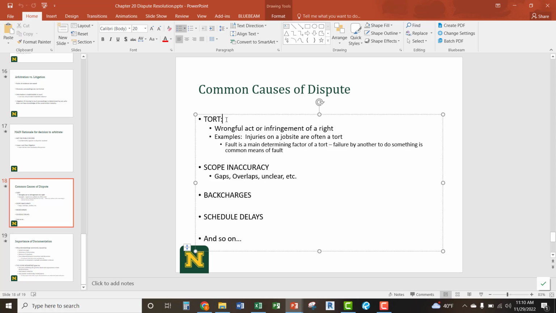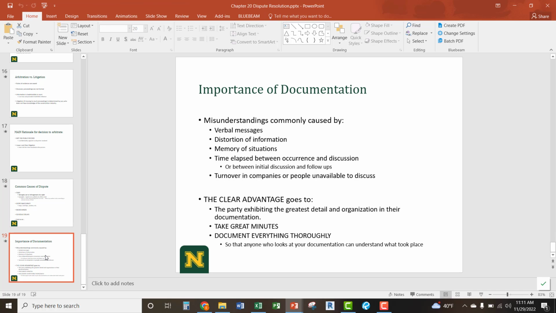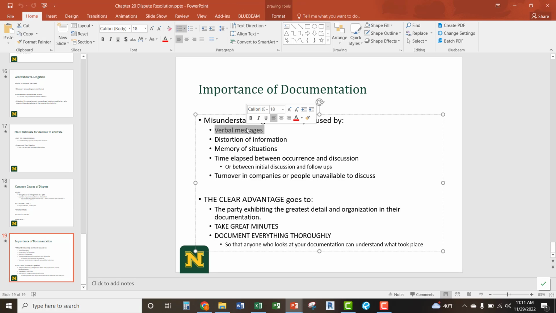The next three, though, the scope inaccuracies, the back charges, and the schedule delays are where you really see the primary issues, and it's not so straightforward, right? A schedule delay is really hard to determine who's really at fault because every issue has multiple people involved. And again, just understanding the importance of documentation with dispute resolution, because so much of our industry and so much of any job really is about verbal messaging.